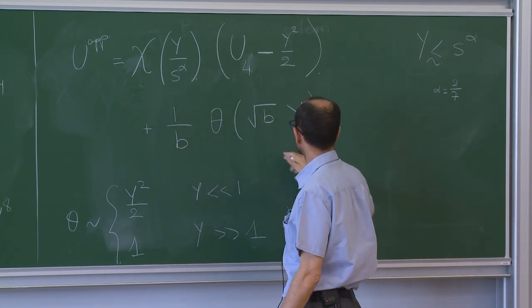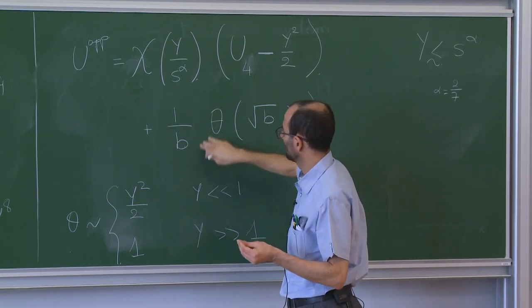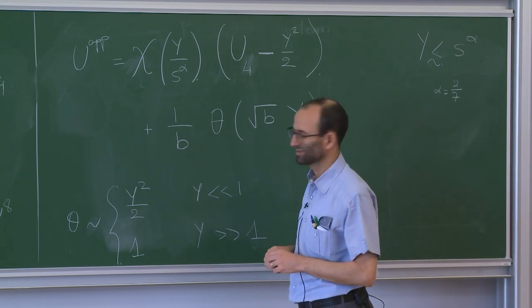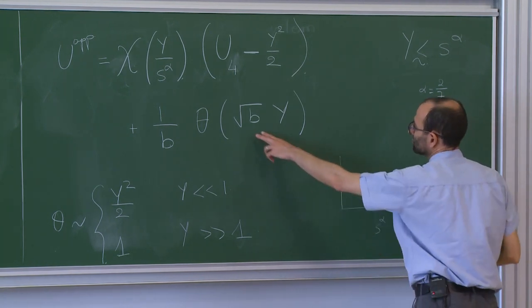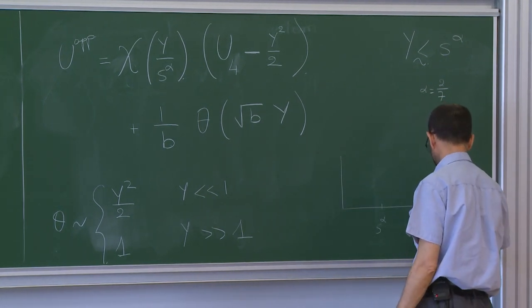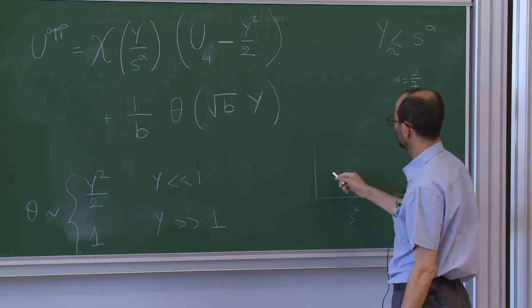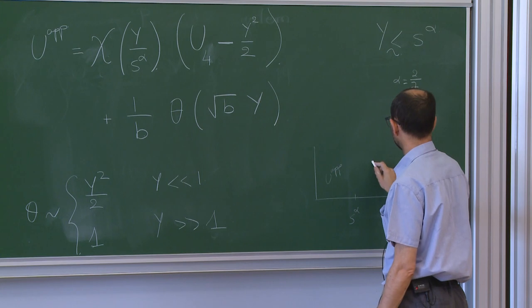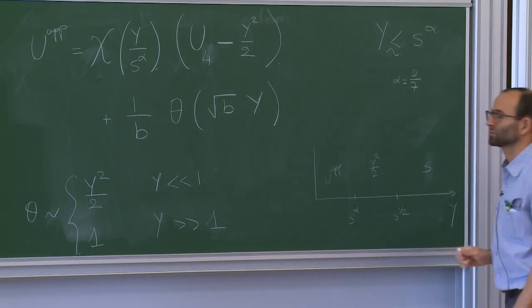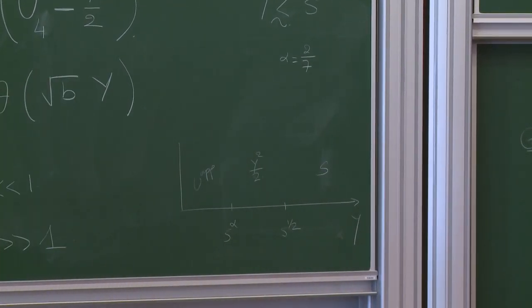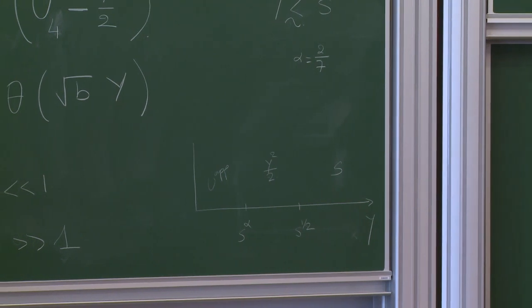Then we want our solution to behave like, there is a region where it will behave more or less like y squared over 2, and then it will behave like 1 over b, which is s. So in a sense, there are more or less like three regions. There is this region S alpha. There is a region which is more or less S to the 1/2. And then there is a region at infinity, right? So here, it's really the approximate solution. Here, it's more or less y squared over 2. And here, it's like 1 over S. Right, so that's how your approximate solution looks like. Okay, so this is the approximate solution.